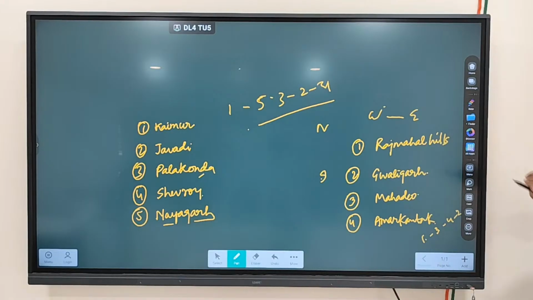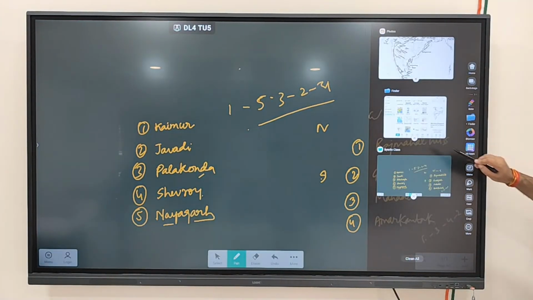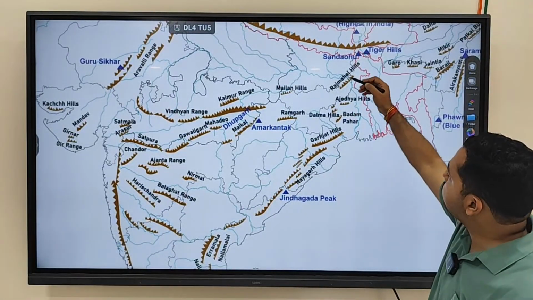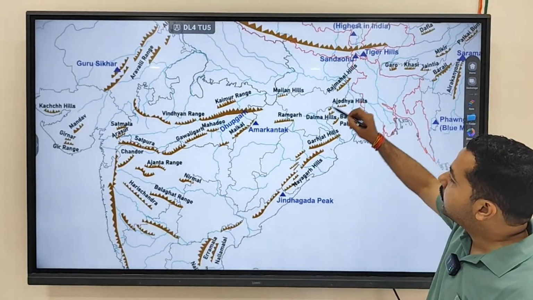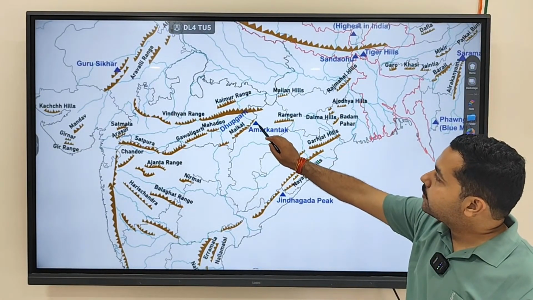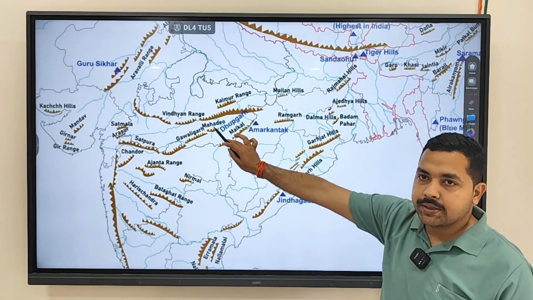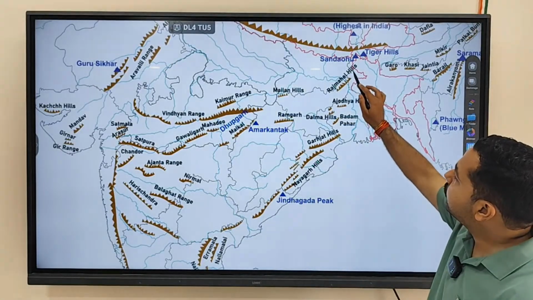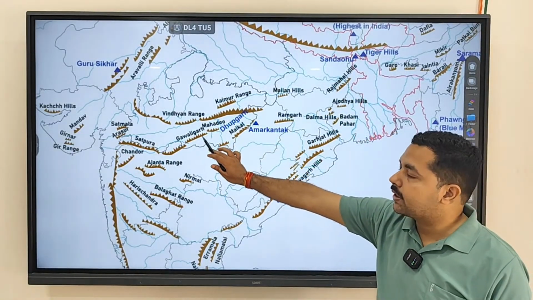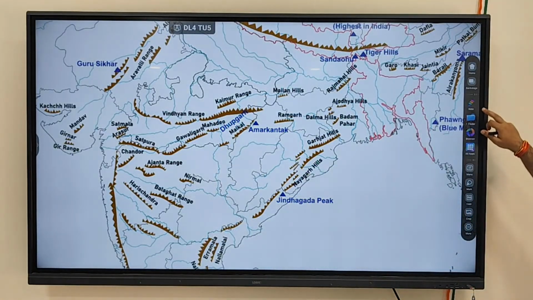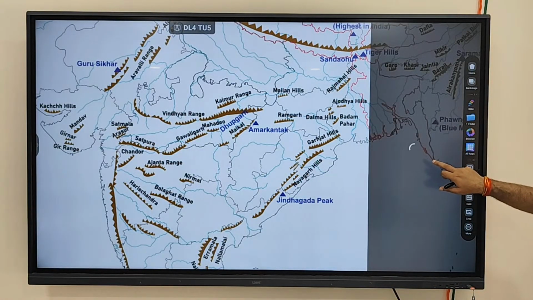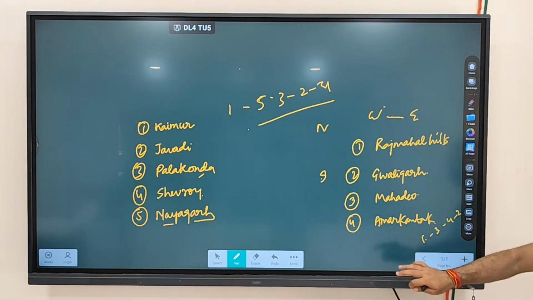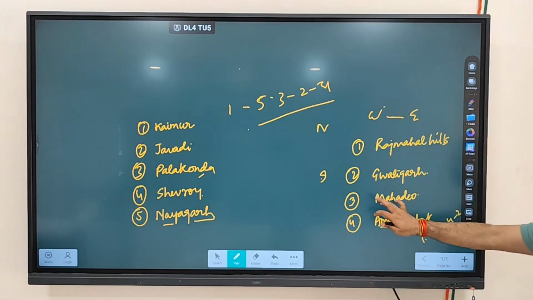Now see this. So we discussed where is what. Rajmahal is going to be your first one. Rajmahal is where it is over here. Then comes your Amarkantak. Then comes your Mahadeo, and then comes your Gawilgarh. Clear? So like this, question can be asked. So the answer will be first Rajmahal, then Amarkantak, then Mahadeo, and then Gawilgarh. Fine. So remember that first is going to be Rajmahal, then Amarkantak, then Mahadeo, and then Gawilgarh.